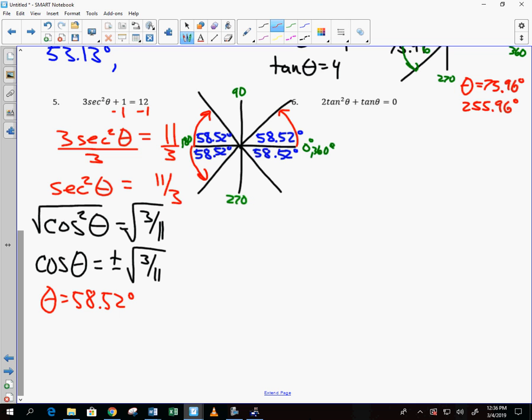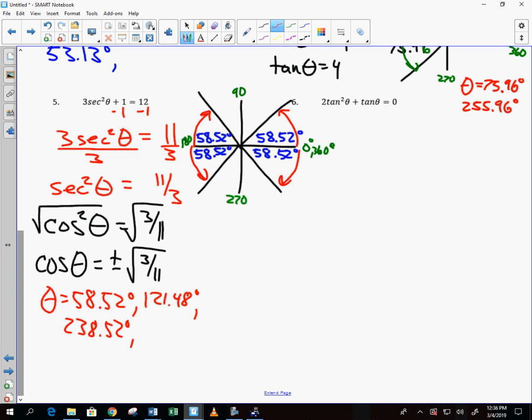So if we subtract the 58.52 from 180, we get 121.48. If we take the 58.52 and add it to the 180, we get 238.52. And then, do we add or subtract the 58.52 from the 360? We subtract it. Yep. We subtract it off there, and we get 301.48 degrees.